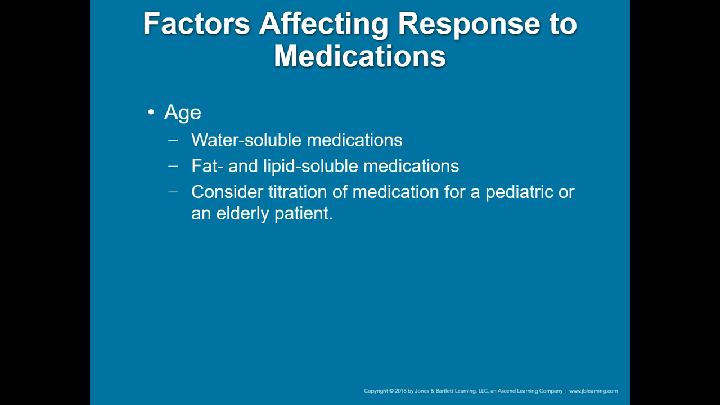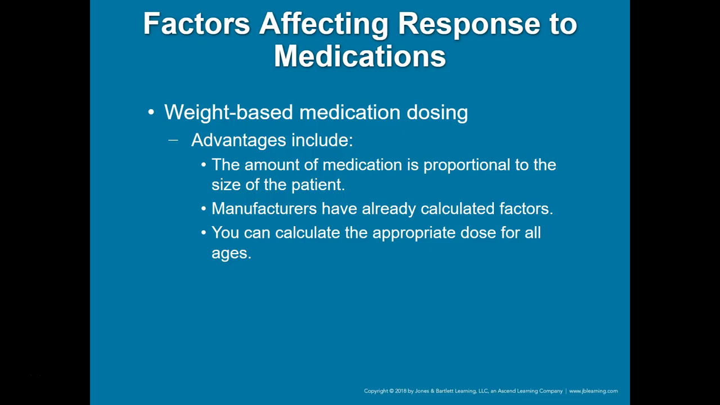Infants and elderly people have different fat and water ratios than your typical middle-aged person, and so their dosages might be a little bit different. That's why we titrate a lot of it. With the kids it is weight-based, and with the older folks, a lot of times we will reduce the dose because their body composition has changed, and also their liver and kidney functions have changed, and how the medication is excreted.